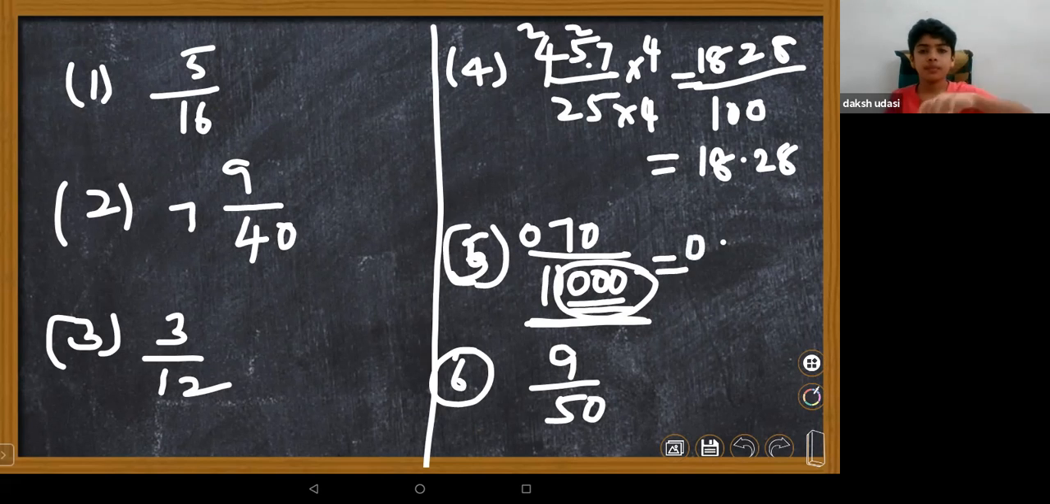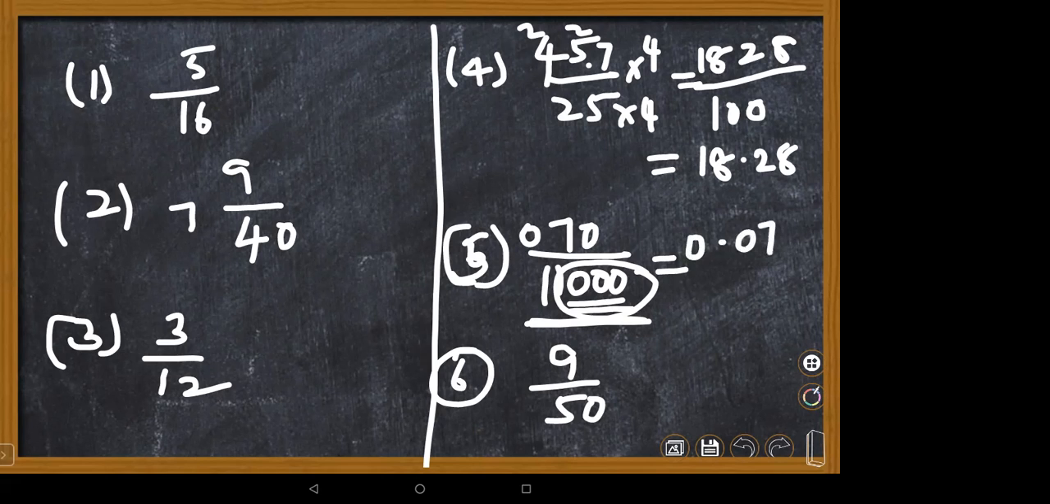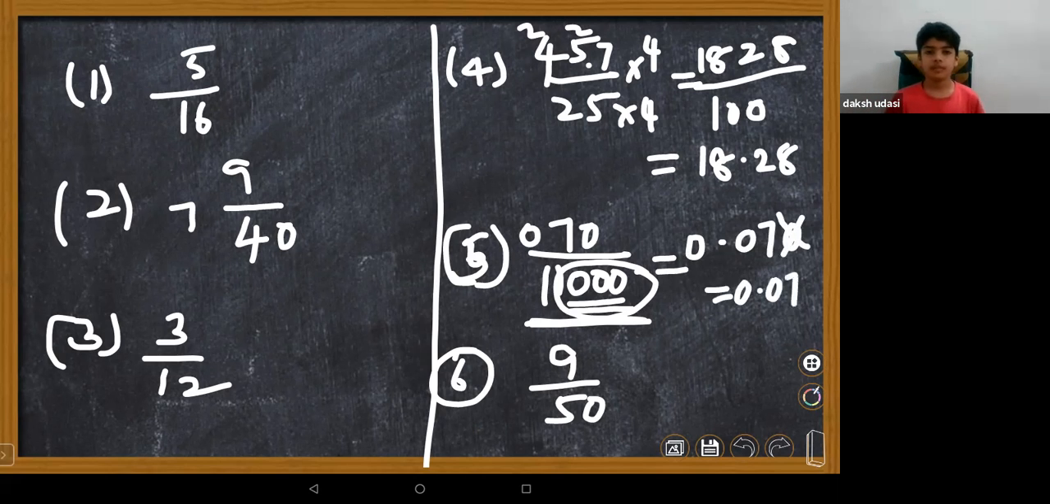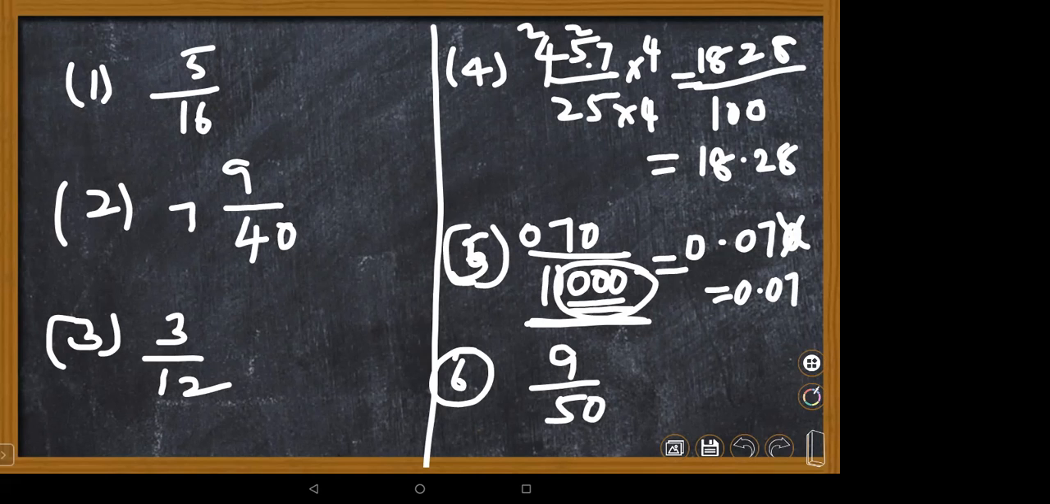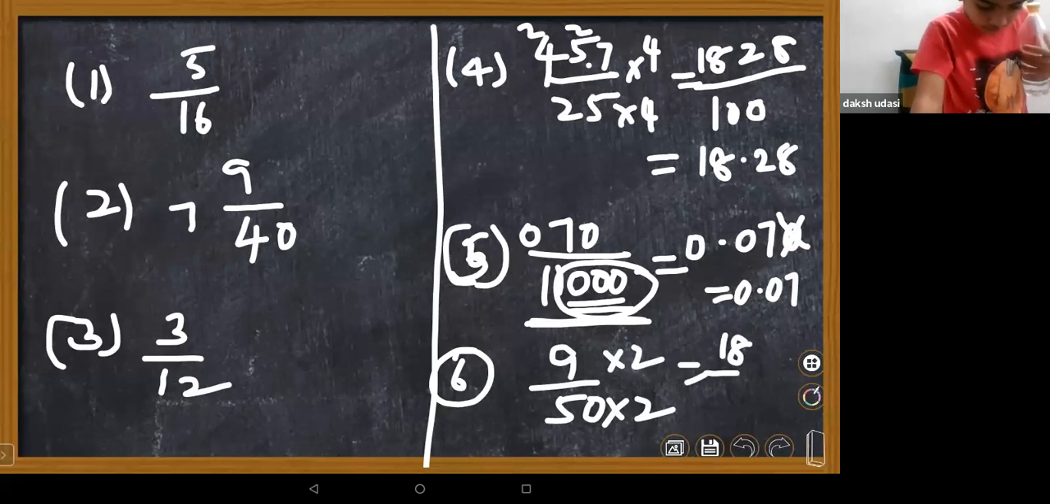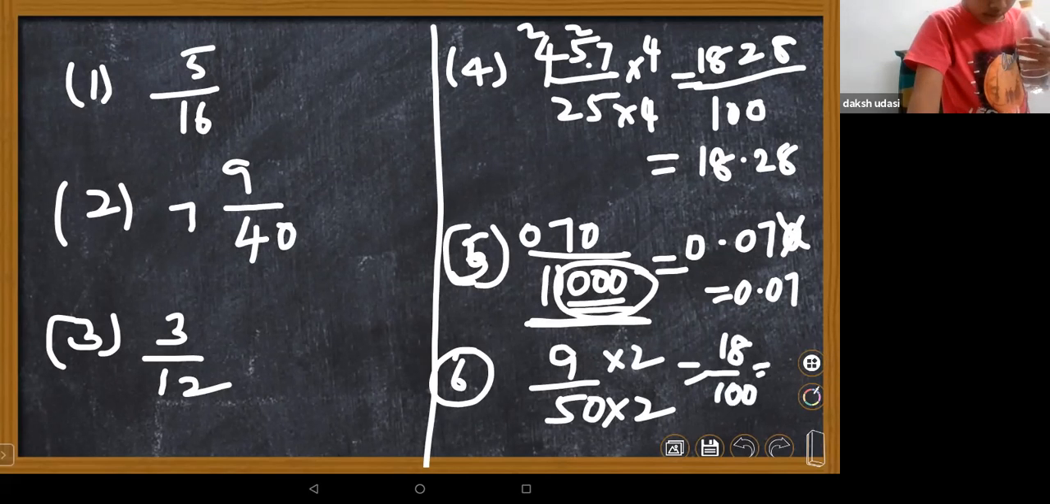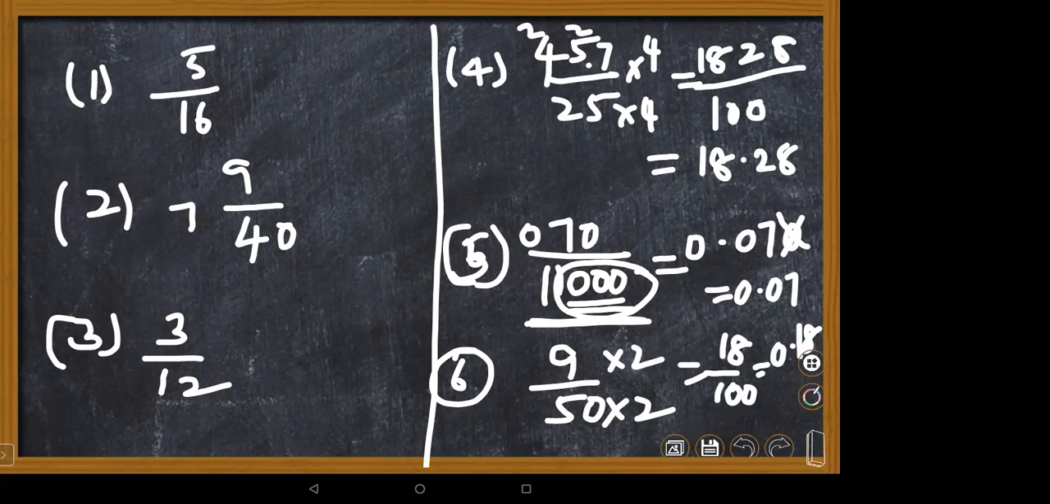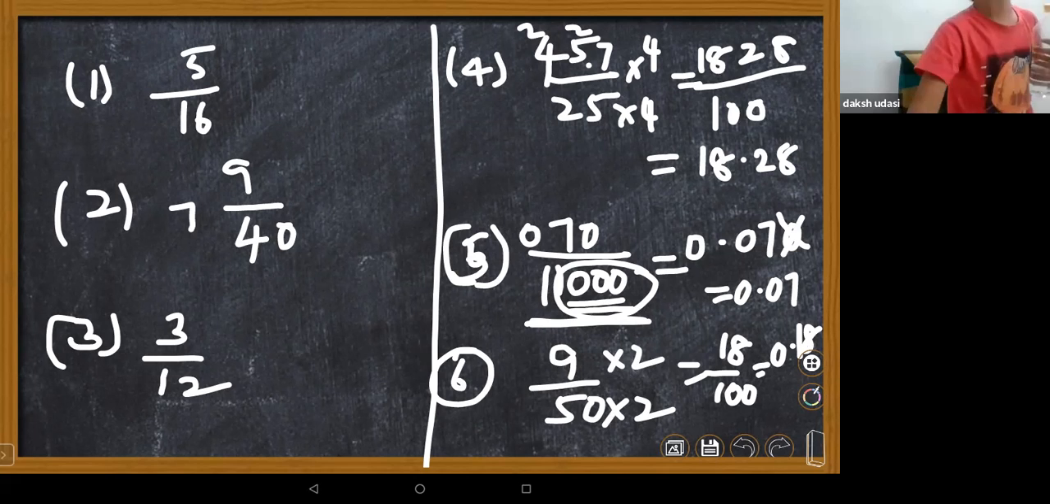Yes, 0.070. But this last 0 also has no value, children. We just simply write 0.07. Very good. Next, this one you just multiply with 2. Ma'am, 18 by 100. What is the answer? Yes, 0.18. Don't call it 18, Nana. 0.18. Very good.